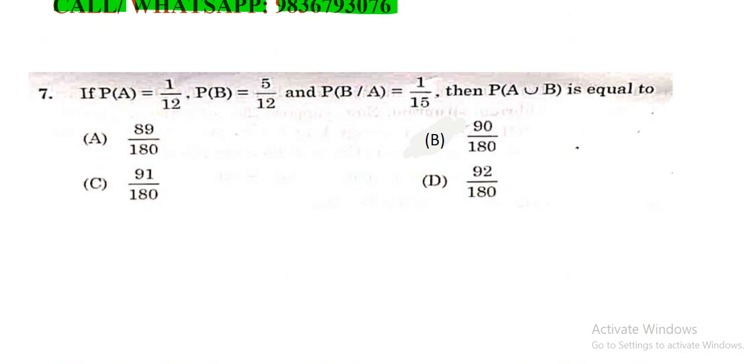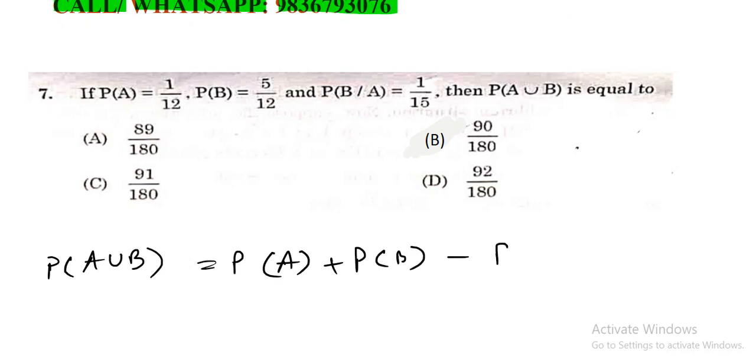So what is the formula? Use the formula of probability of the union of two events. That means the formula is probability of A union B equals probability of A plus probability of B minus probability of A intersection B.